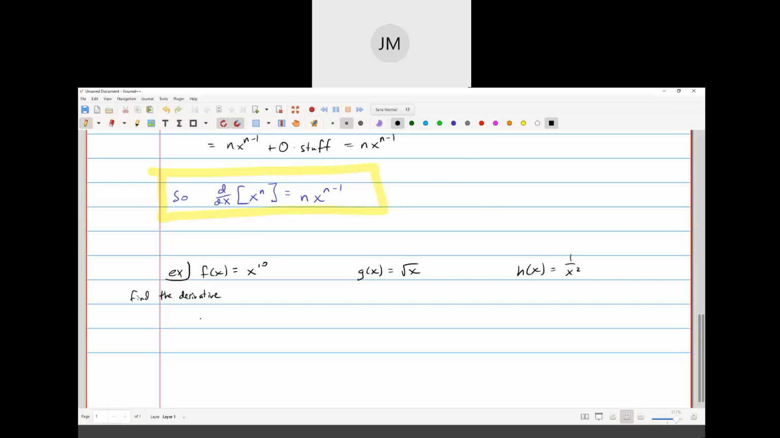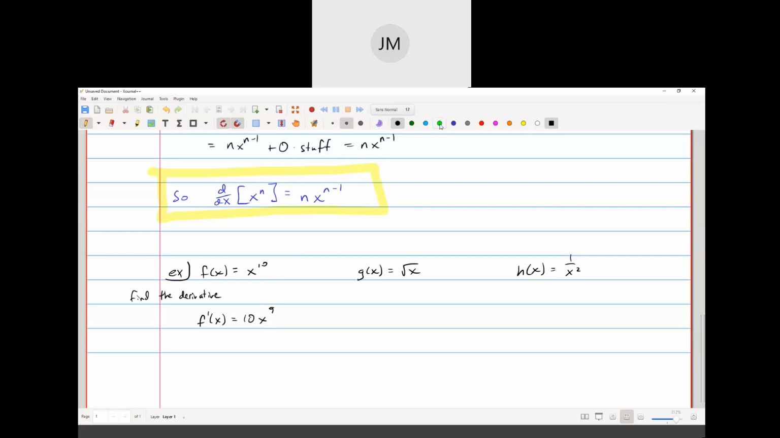Okay. For the first one, the derivative is going to be written f prime of x. And I'm just going to use my rule, right? The n is 10, so I get 10x, and then 10 minus 1 is 9, so 10x to the 9th power. And that's it. There's no writing down a crazy limit or anything. Right? We just follow the rule.